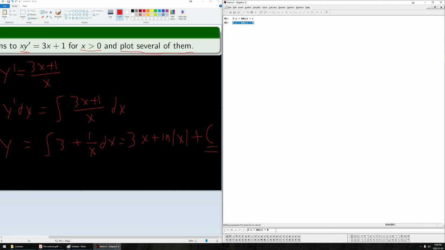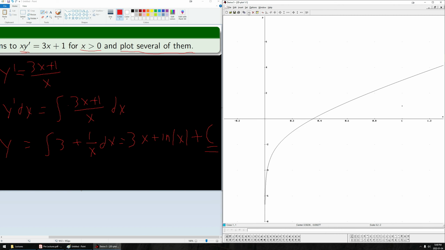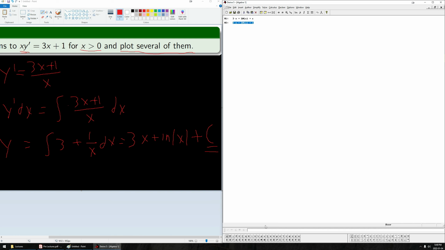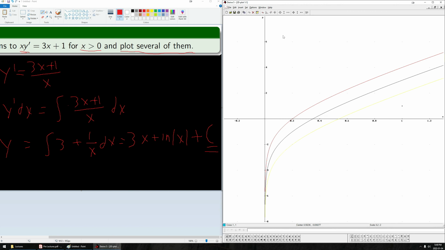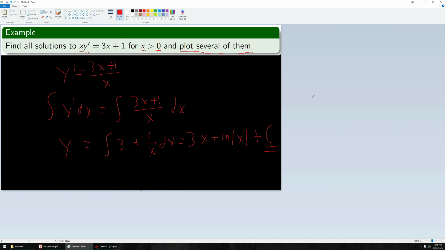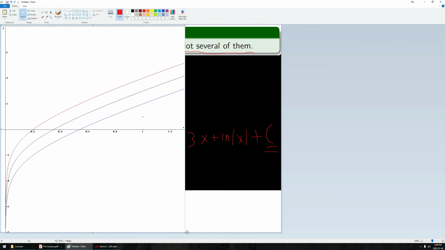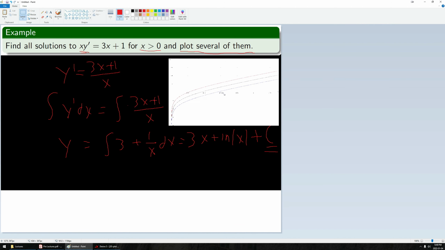We can plot this for different values of c, right? Like I could do c is equal to 1. If I do this, it's just going to shift it vertically, right? So I'm just going to get all these curves where I have different vertical shifts happening. Okay, so in this case, there are infinitely many solutions because I just found infinitely many solutions. It's really this plus c, the constant of integration, that's allowing me to get all of these various solutions.